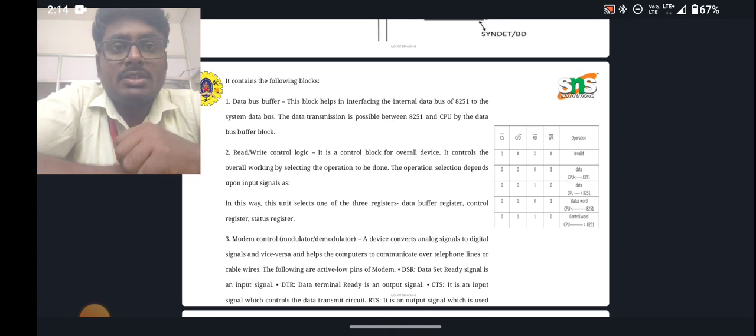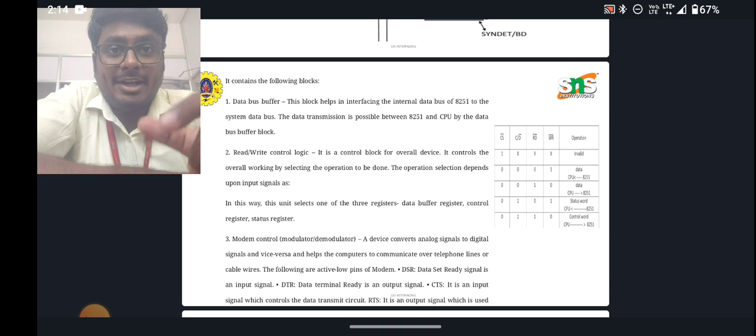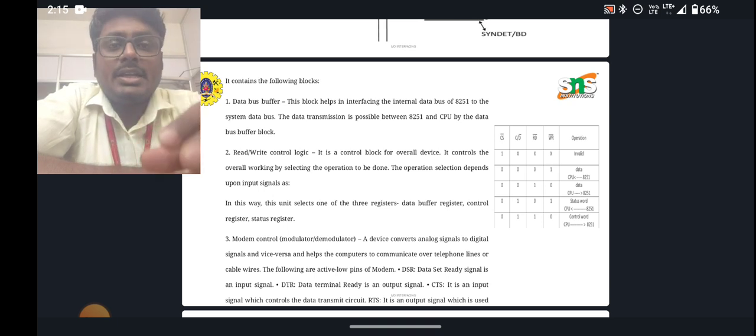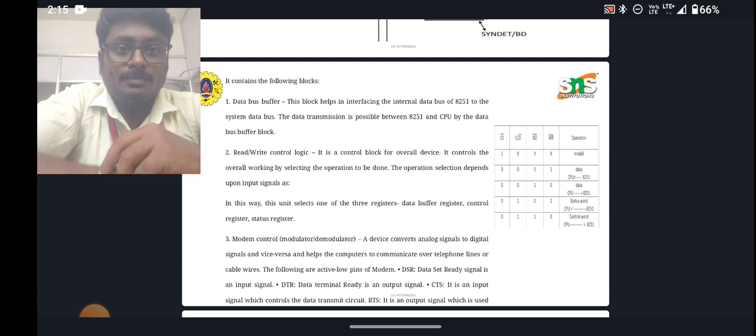The block diagram starts with the data bus buffer. This block helps in interfacing the internal data bus of the 8251 to the system data bus. Data transmission is possible between the 8251 and the CPU by the data bus buffer block. It is the major connection between the CPU and the 8251, transmitting data from the 8251 to the CPU and from the CPU to the 8251.